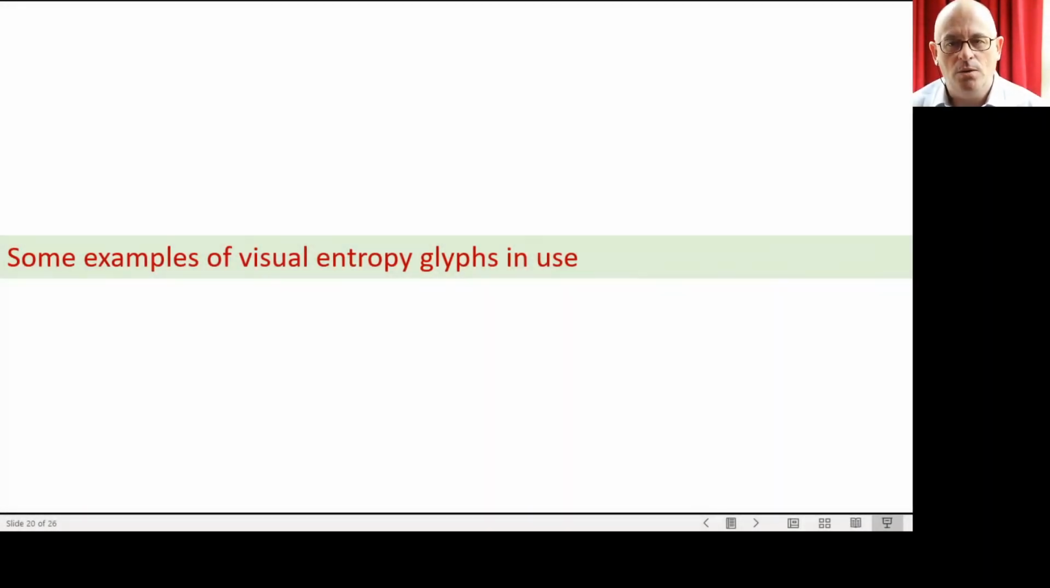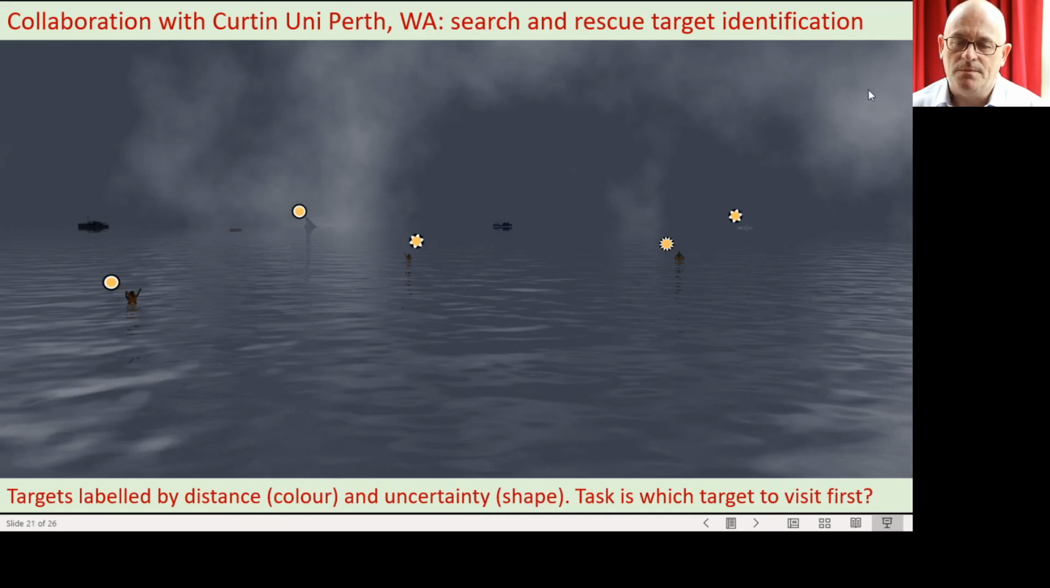Okay, so now some examples of the visual entropy glyphs in potential uses. We've not tested these in user studies yet, but these are some examples of where we're going. The first one's the very beginnings of a collaboration.